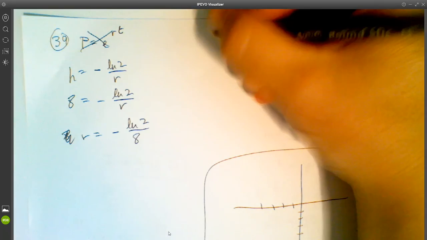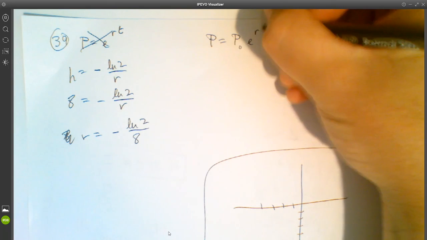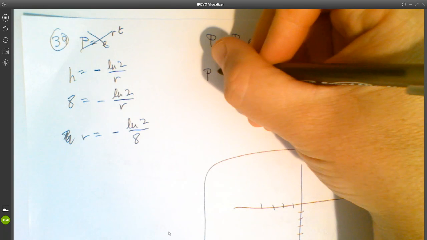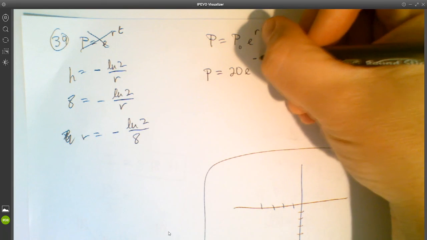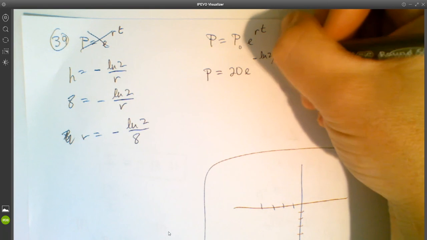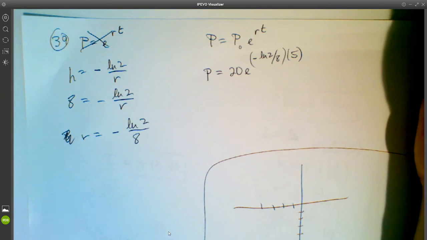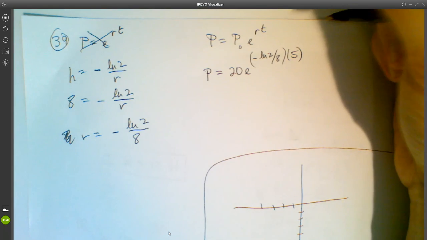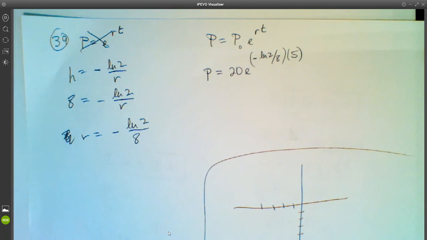Now that I have the decay rate, how much is going to be in there? I'm going to use this formula to make my prediction, right? So what's the final amount going to be? If the initial amount was 20 grams, my decay rate is negative ln2 over 8, and it's decaying for 5 days before I use it. So this thing you just plug into your calculator. I'm not sure what you're going to get, but that's how you would do number 39.